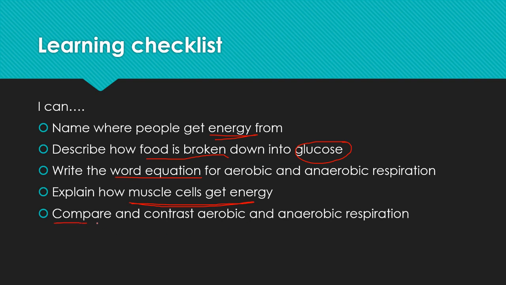And you need to be able to compare and contrast aerobic and anaerobic respiration. So, what things were the same? They both release energy, but aerobic is with oxygen, and anaerobic, with a little AN at the front there, is without oxygen and it produces lactic acid. So, this video has been all about how your food is broken down and the process of respiration.